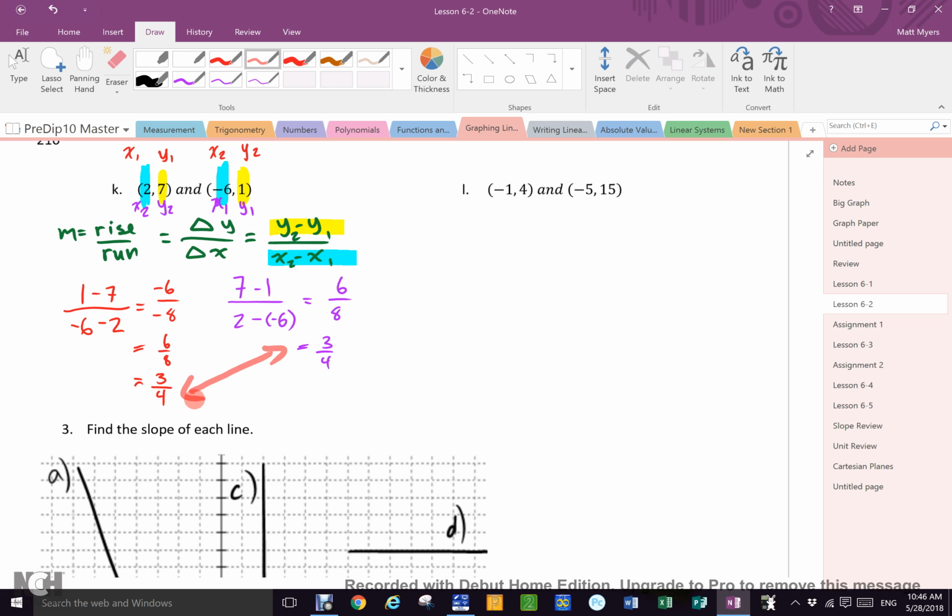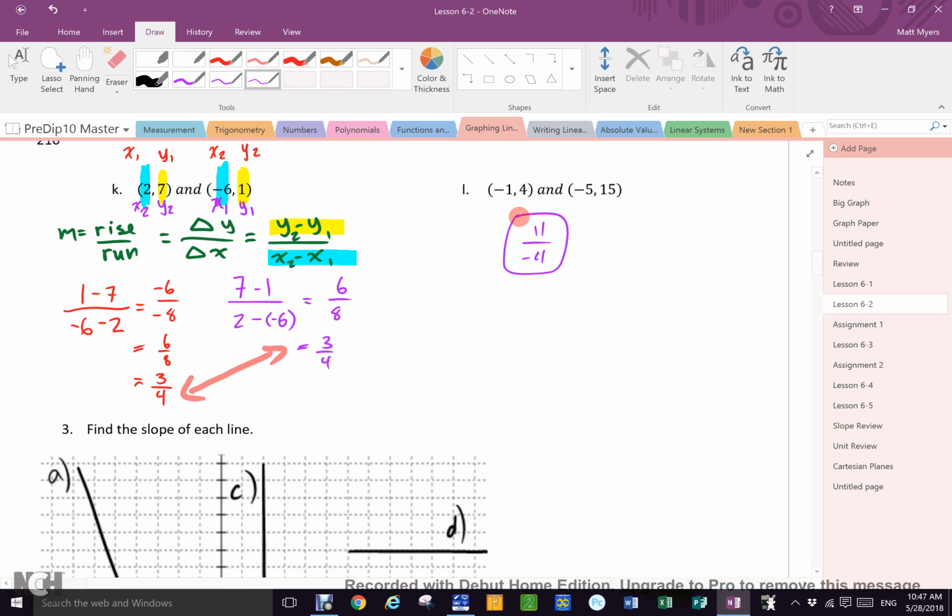So all of you now should be able to do this slope. Go. It should take about 5 seconds. I'll start counting now. 5, 4, 3, 2, 1, 0. Who has a slope for me? 15 minus 4 is 11. -5 minus -1 is -4. There's your slope.